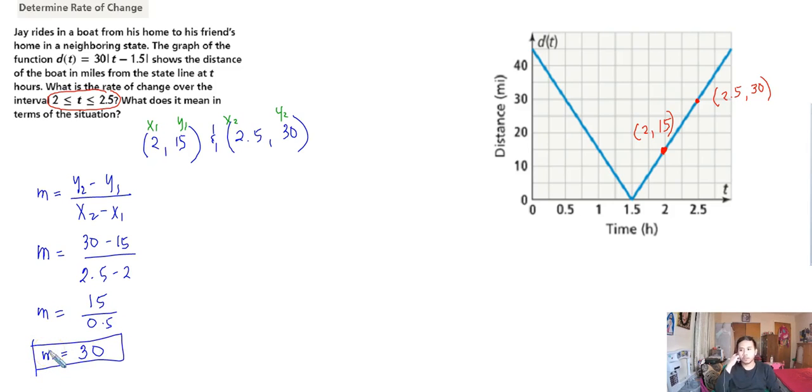So the rate of change over this interval is 30. The rate of change represents the speed of the boat in miles per hour. Since the rate of change is positive, Jay's distance from the border is increasing. The boat is traveling at 30 miles per hour away from the border. So that is how you interpret your absolute value function.